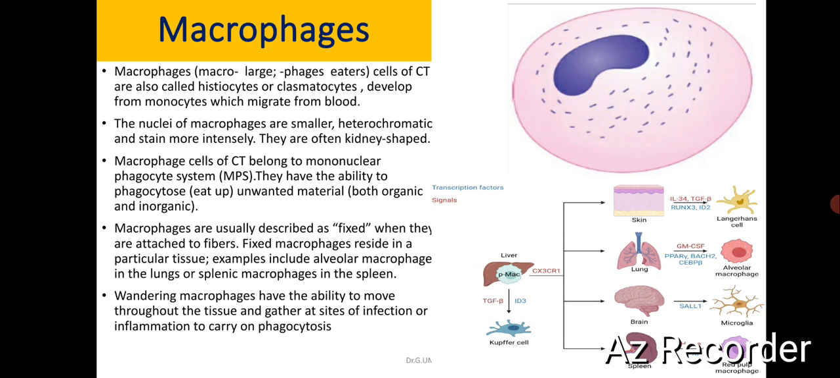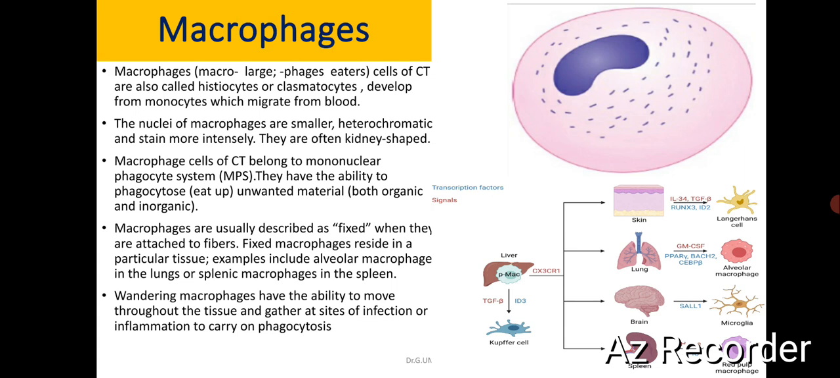Next are the macrophages. As the name suggests, macro means large, phages means eaters. These cells in connective tissue are also called histiocytes or plasmatocytes. These develop from monocytes which migrate from the blood. The nuclei of macrophages are small, heterochromatic and stain more intensely, and they are kidney shaped. Macrophage cells of connective tissue belong to the mononuclear phagocyte system, and they have the ability to phagocytose, that is, eat up unwanted material, both organic and inorganic. Macrophages are usually described as fixed when they are attached to fibers. These fixed macrophages reside in a particular tissue.